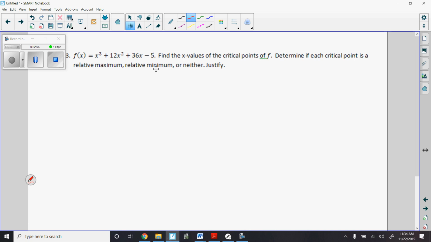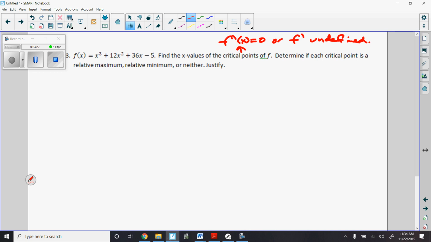Okay, so I have this function here. I want to find the critical points of f. Okay, again, so my definition then, critical points, I need to know is when f prime of x equals 0 or f prime undefined. And again, those definitions, think of it as f prime equaling 0, not it equaling 0. Okay? And then I want to determine if it's a relative max, a relative min, or neither.